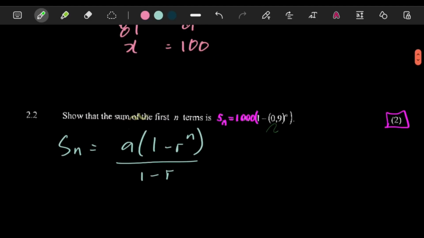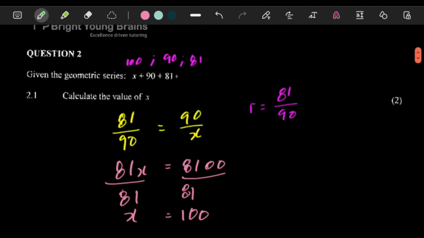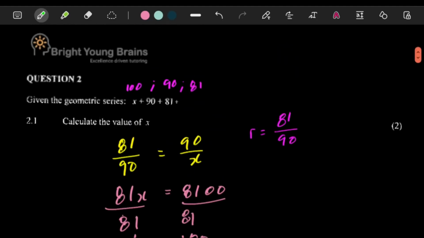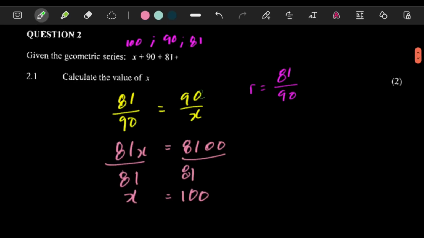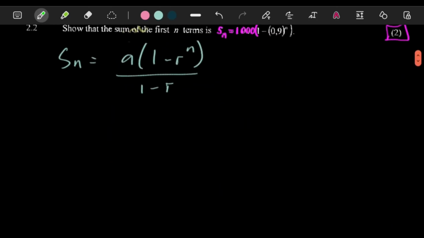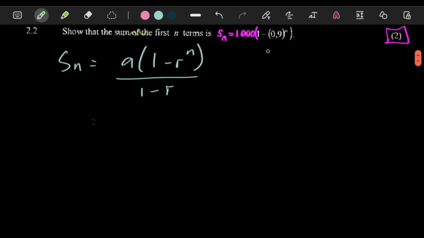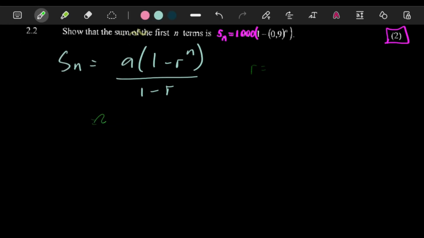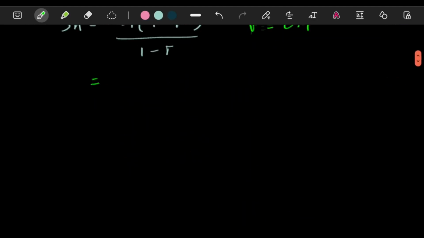I'm persuaded to use that because there's 1 minus something over there. I'm still thinking, why is r 0.9 though? 81 divided by 90? Wait, this is weird. Maybe it is, because 90 divided by 100 is 0.9. So r is 0.9, because 90 divided by 100 is 0.9.